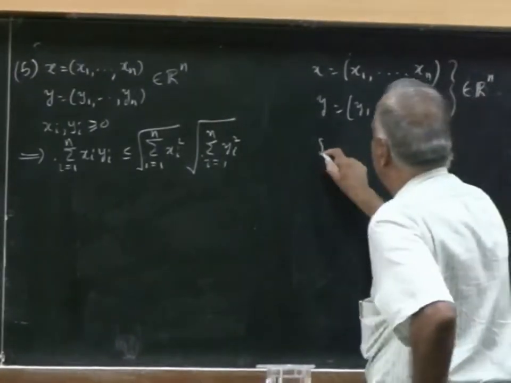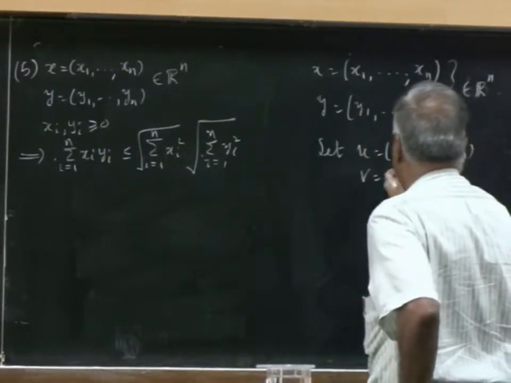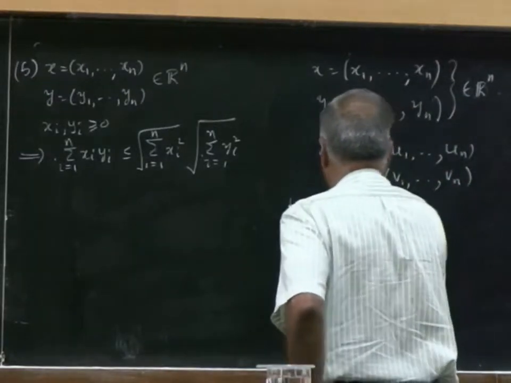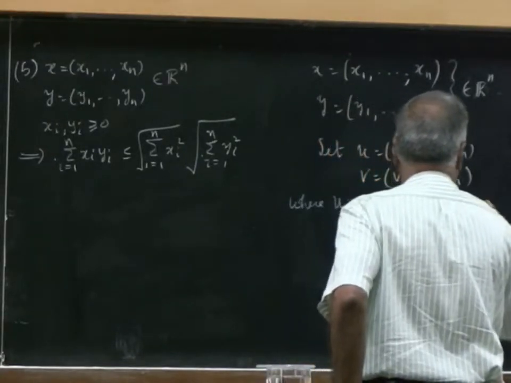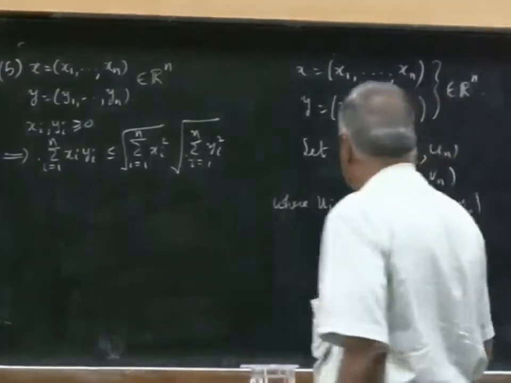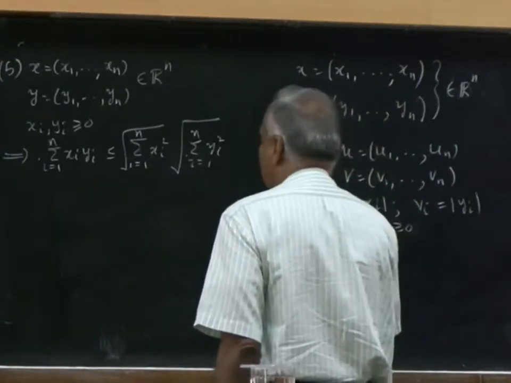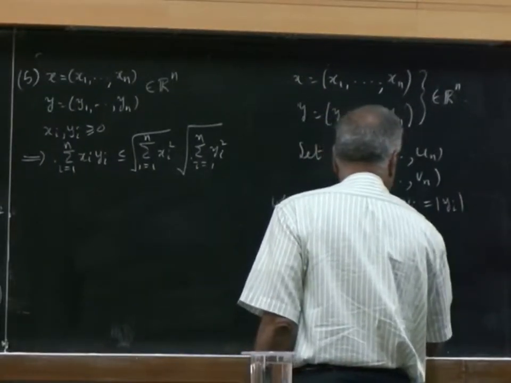So let u be the vector where ui is mod xi, vi is mod yi. Now see, therefore I am not worried. I have made everything non-negative. So ui greater than or equal to 0, vi greater than or equal to 0, therefore I can apply phi to the uv vectors.